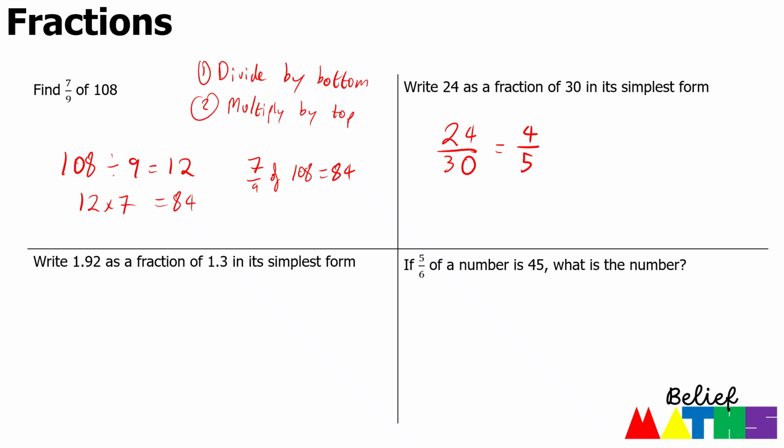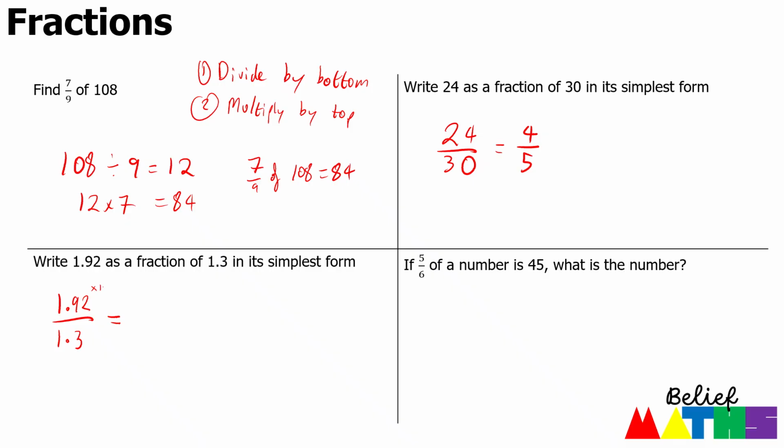The third question in the bottom left is the same as the second question, but we've got decimals involved here. So again, we put the first number, 1.92, over 1.3. Now the first thing we should do here is get rid of the decimals. Now remember, when we have equivalent fractions, we have to multiply top and bottom by the same thing. And we want to get rid of all the decimals.